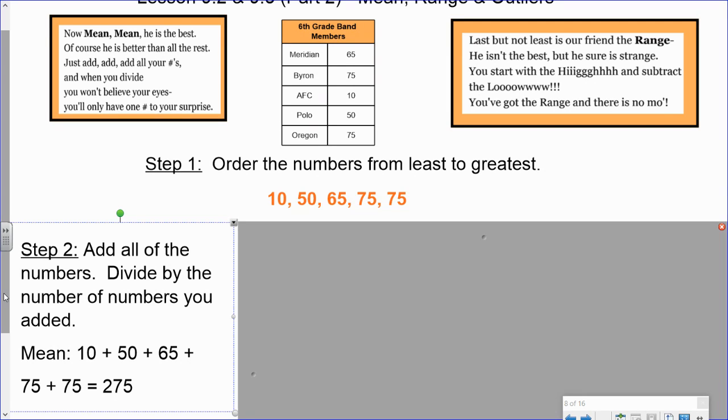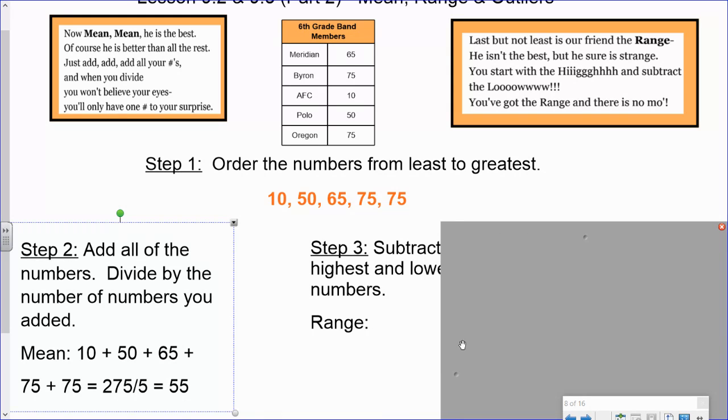That's the first step. Once you've done that, you're going to have to divide. Now, sometimes people say, what do you divide by? Well, in this case, there's 1, 2, 3, 4, 5 pieces of data. So we're going to do 275 divided by 5. Again, you can consult your calculator. 275 divided by 5 would give you a mean of 55. All right, so that's how you find your mean.